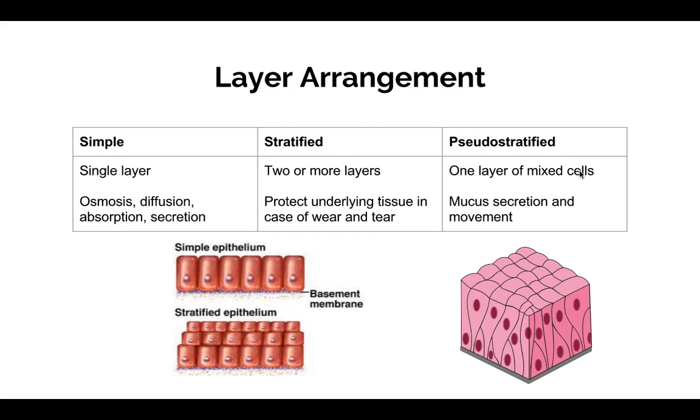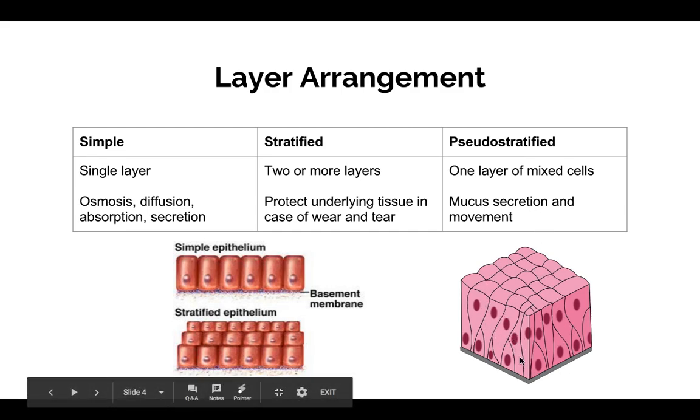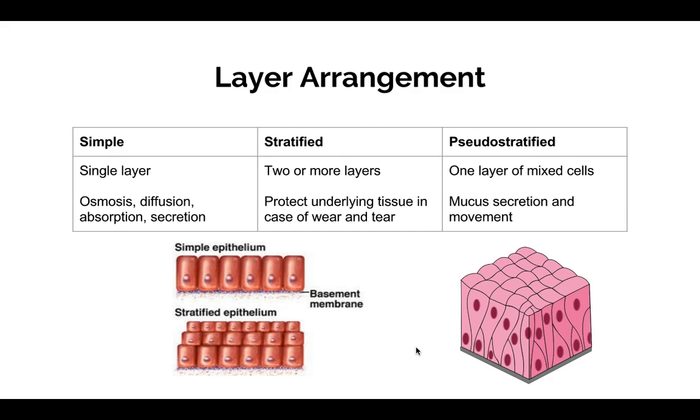And then your pseudostratified is, it's pseudo, which means it's false. So it looks like it is more than one layer, but it's really just one layer. And pseudostratified, it says here, is one layer of mixed cells, and these cells are responsible for mucus secretion and movement. And here you can see an illustration of what somebody has done for pseudostratified. See how it looks like it could be multiple layers, but it's really just the cells are elongated and they just look stretched out. All right, that's pseudostratified.